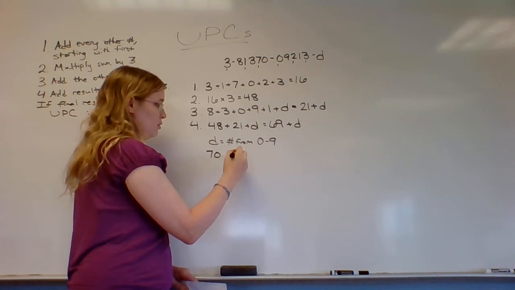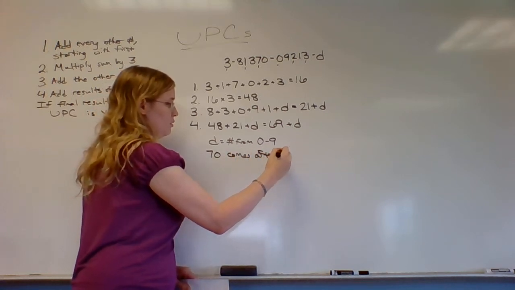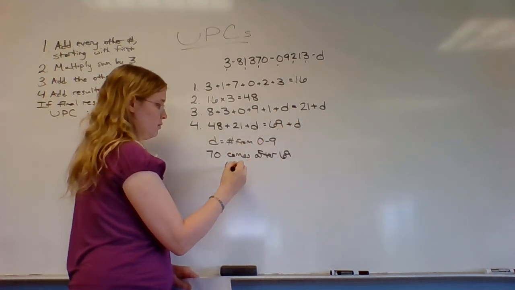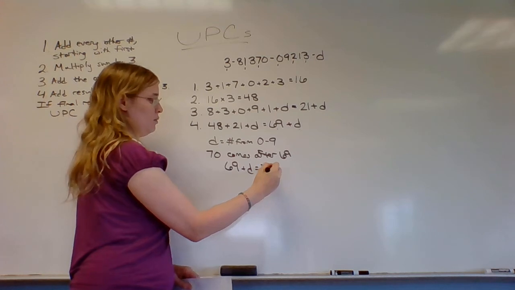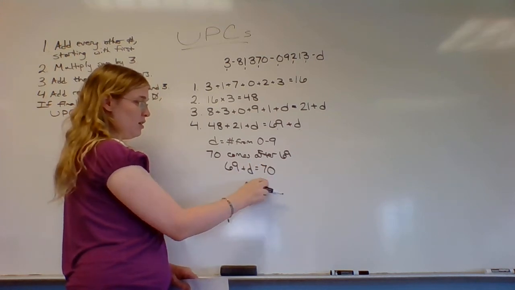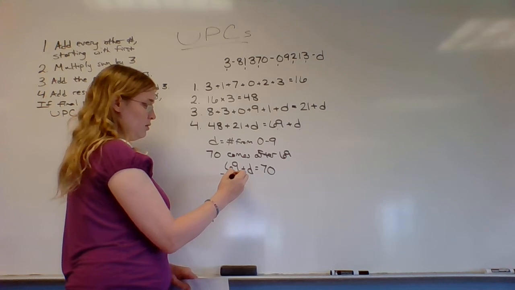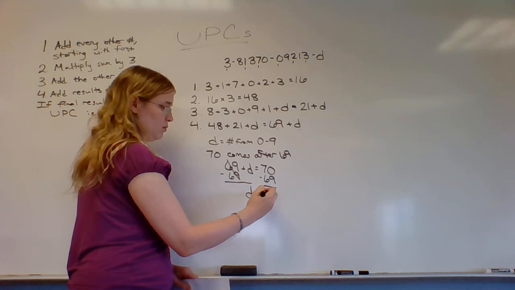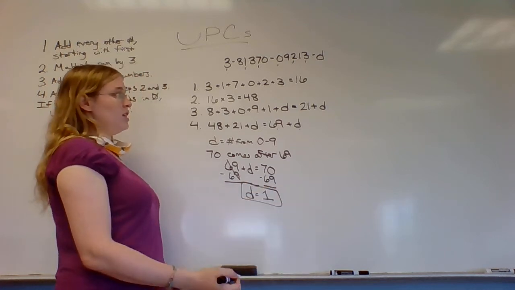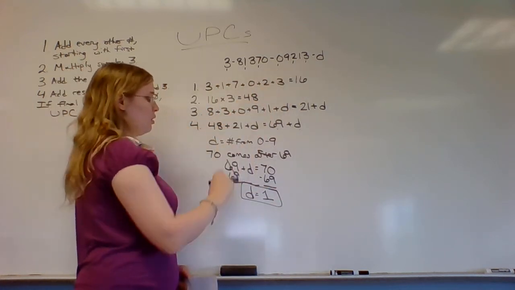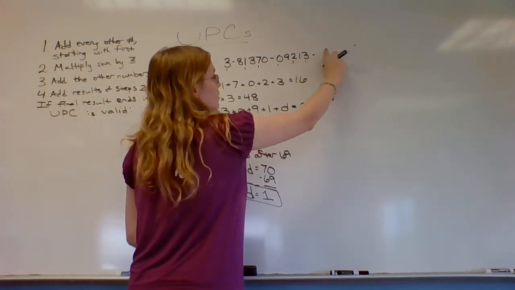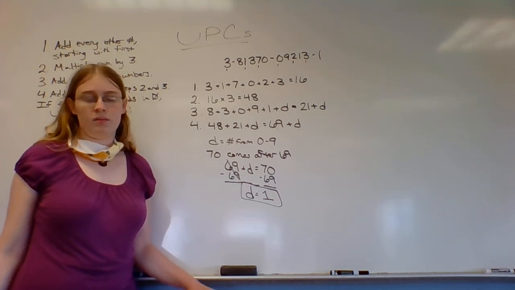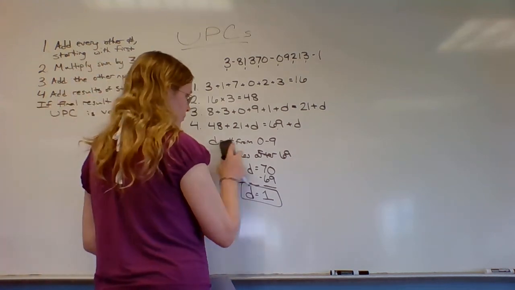70 comes after 69. So to get from 69 to 70, that's the next number after 69 that ends in a 0. And I'm sure you could do this without doing the technical algebraic solving, but D equals 1. So essentially what we're saying is, if this is the rest of our product code, then for it to be valid, D has to equal 1, and that will make it a valid product code. Okay? I'm going to do one more example of this.